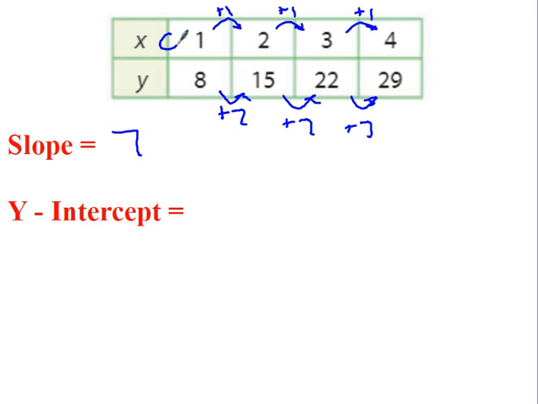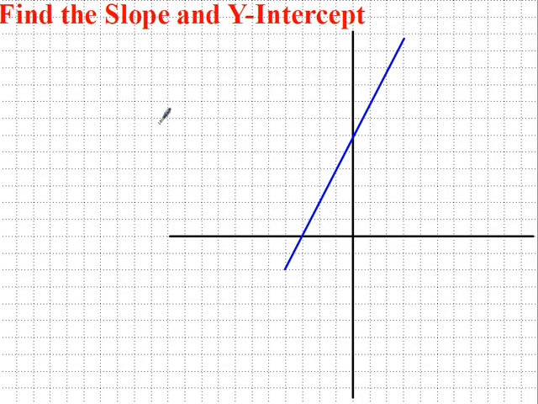Going backwards, when x is 0, I'll go down another 7. My y-intercept will be 1. So if I had to write an equation, it'd be y equals 7x, my slope times x, plus 1. Finally, last one, you might have to look at a graph. We've already looked at it once. We'll look at it again.